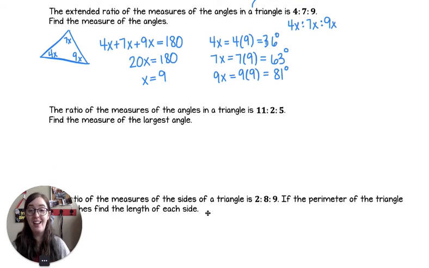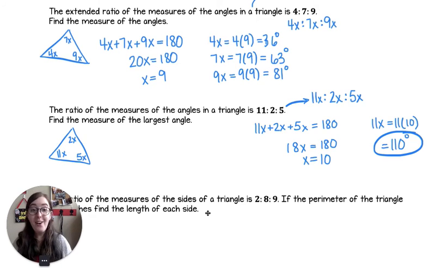Go ahead and try the next one. You only have to find the measure of the largest angle. So that means plug x in for 11. All right, so on this guy, we went through and added up 11x, 2x, and 5x and got 18x, divided by 18 on both sides and got x equals 10. And since they only want us to find the largest angle, I'm going to plug that 10 into my 11x, since that's my largest number. So 10 times 11 is 110 degrees.